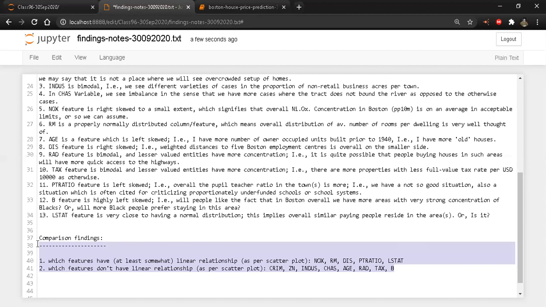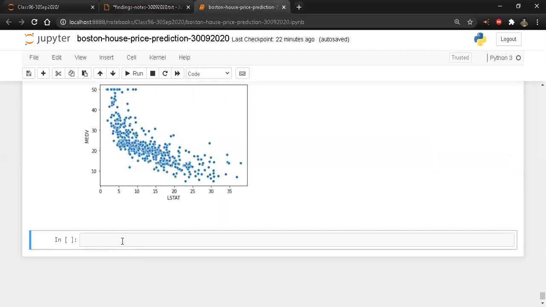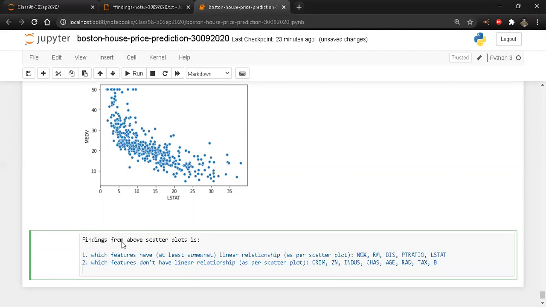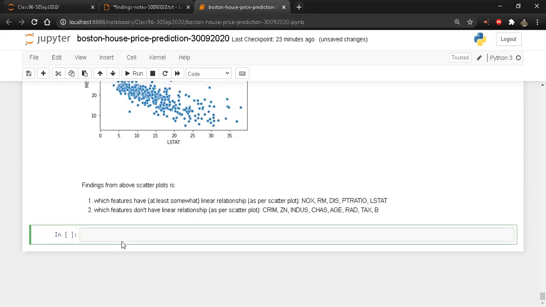So I'm just going to put it over here. I'm simply going to copy paste. I'm going to say findings from above scatter plots is this, right? Now let's do the heat map.